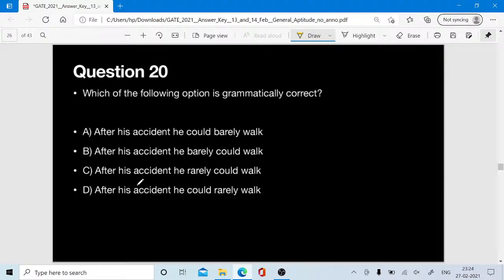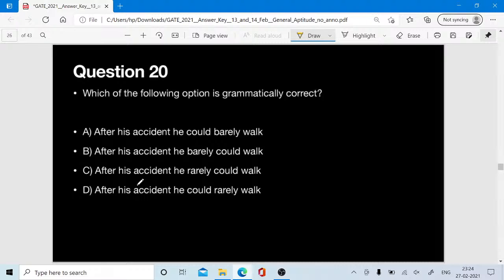Let's see the next question. Which of the following options is grammatically correct? After his accident, he could barely walk. After his accident, he barely could walk. After his accident, he rarely could walk. After his accident, he could barely walk. So what is going to be the right answer for this question?